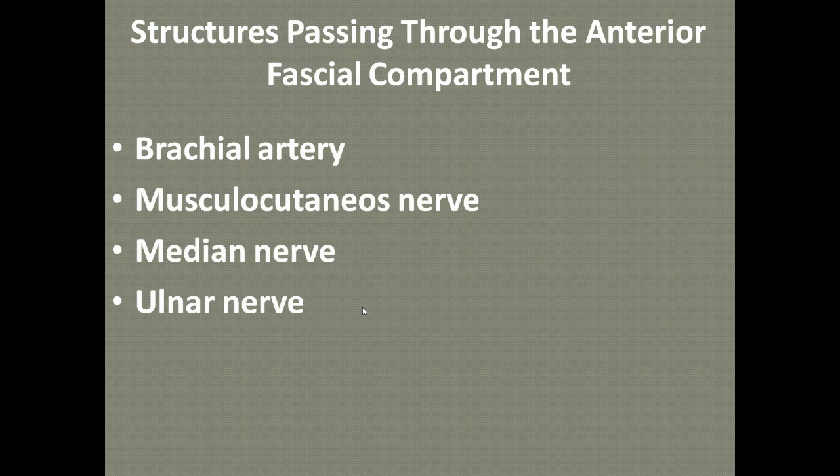Now, what we will see is the structures that pass through the anterior fascial compartment of the arm. So these are the brachial artery, musculocutaneous nerve, median nerve, and ulnar nerve. And we have earlier seen that all these also innervate and take the supply of all these muscles.